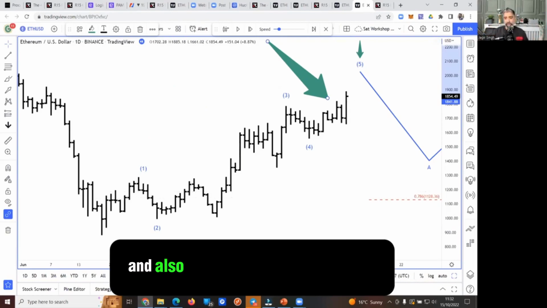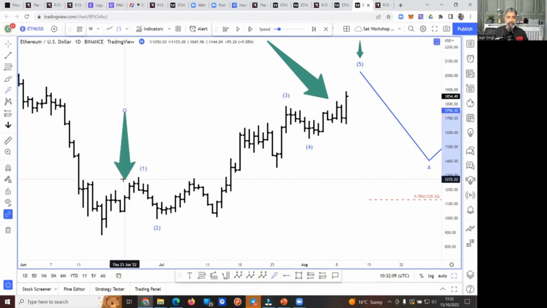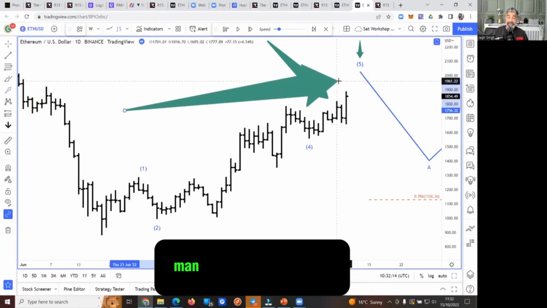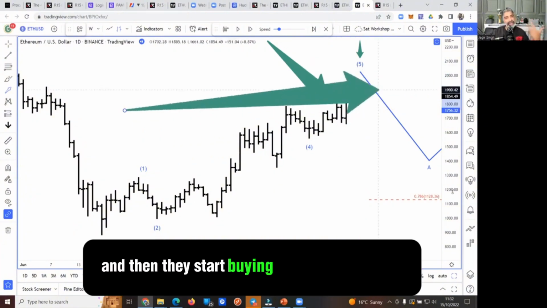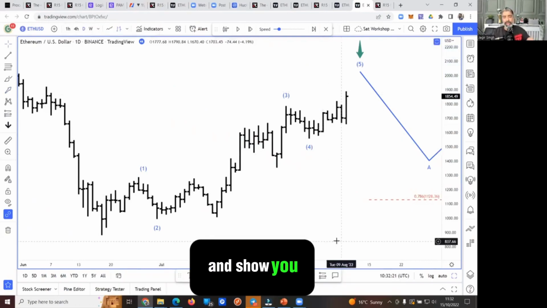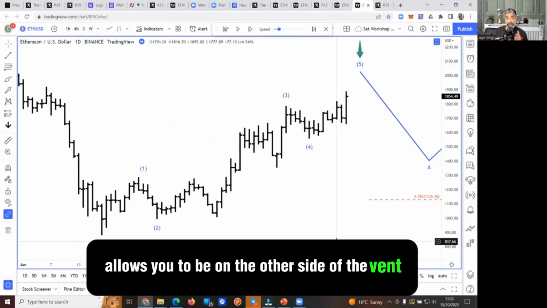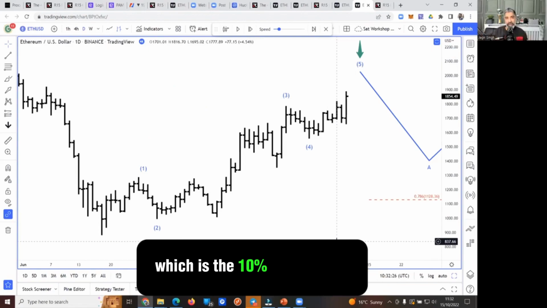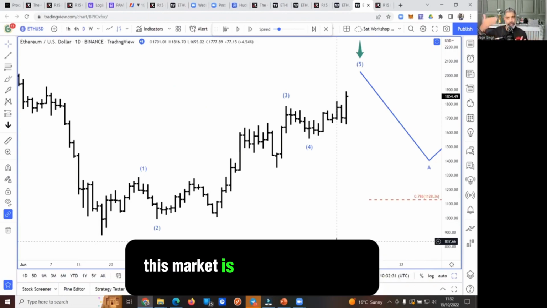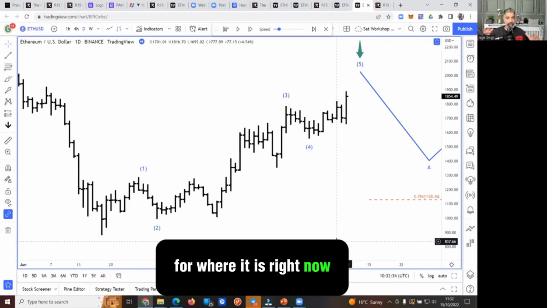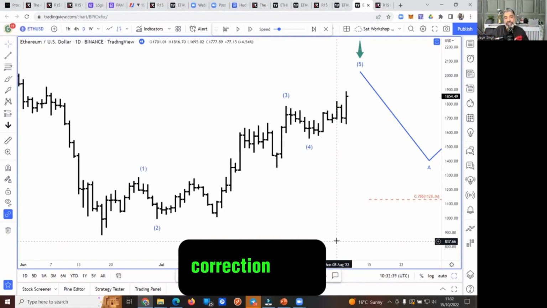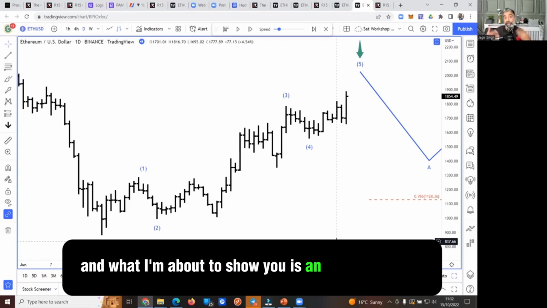And also, it catches a lot of people out. People didn't buy, and now it's pumping over here in the last part, and they go, man, I'm not missing this. And then they start buying, and then the market tanks. So what I'm about to teach you and show you allows you to be on the other side of the fence, which is the 10%, 5% that win, that understand this psychology and go, okay, this market is getting overheated for where it is right now. The amount it's moved up, a correction is due, right? A correction is due. And what I'm about to show you works in all time frames, right?